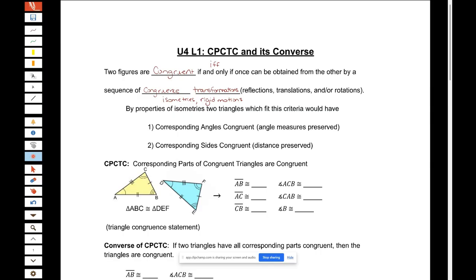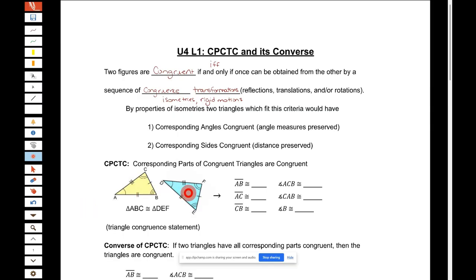So by properties of isometries, two triangles which would be congruent and fit this criteria will have corresponding angles congruent. That is because angle measures in an isometry are preserved. And corresponding sides congruent because the distances are preserved in the figures. So these are two properties that all congruent triangles will have.